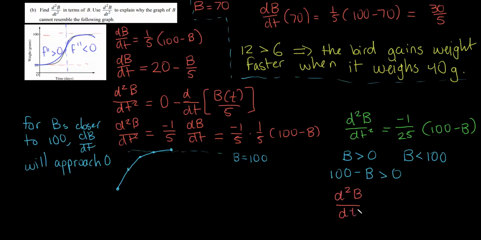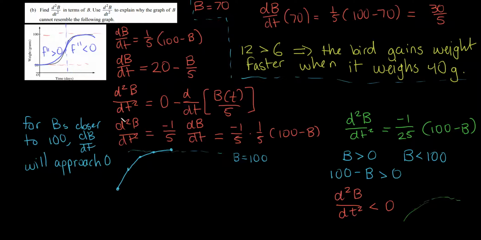with respect to time is always going to be less than 0. You're always going to be almost like an upside down parabola. You're always curving down. And because of that, you know it cannot look like this graph. Because clearly, this graph has a part where the concavity is less than 0. But similarly, it has a part where the concavity is greater than 0.